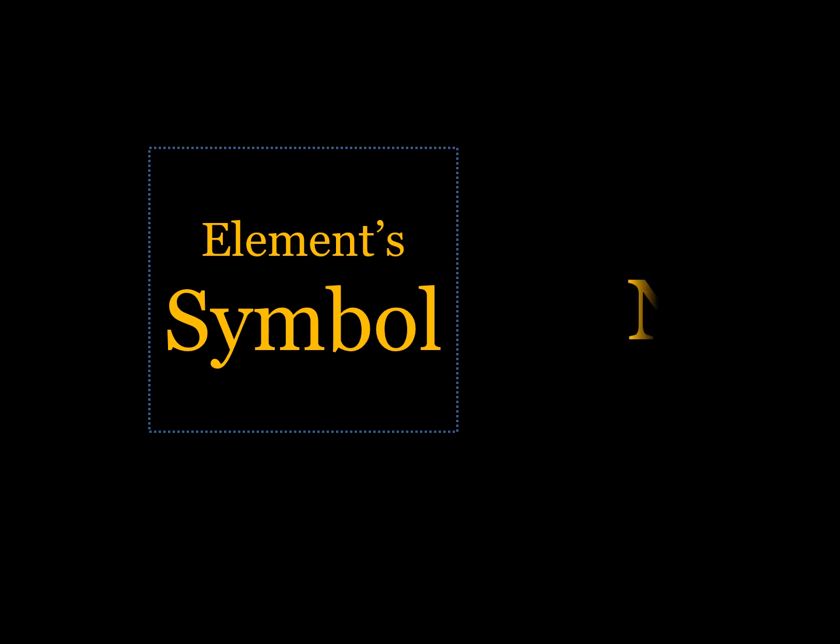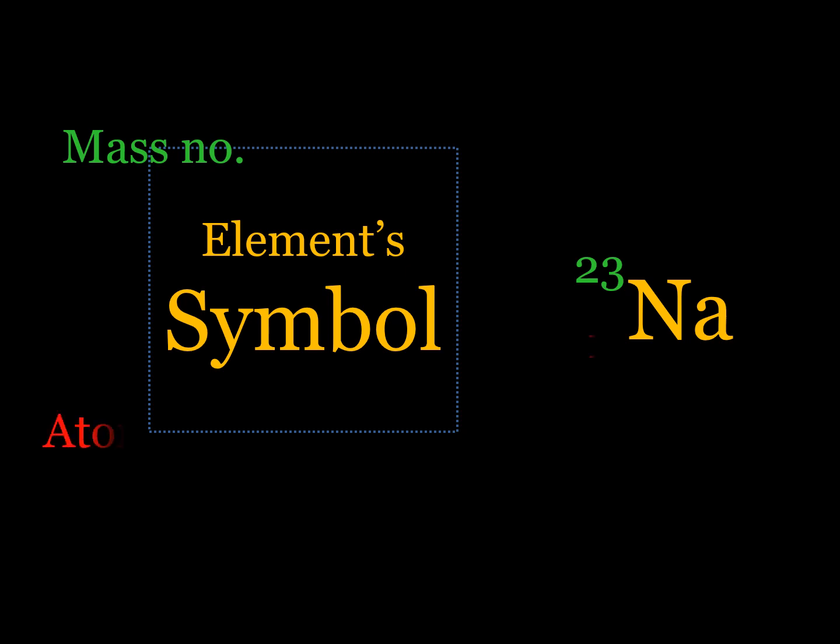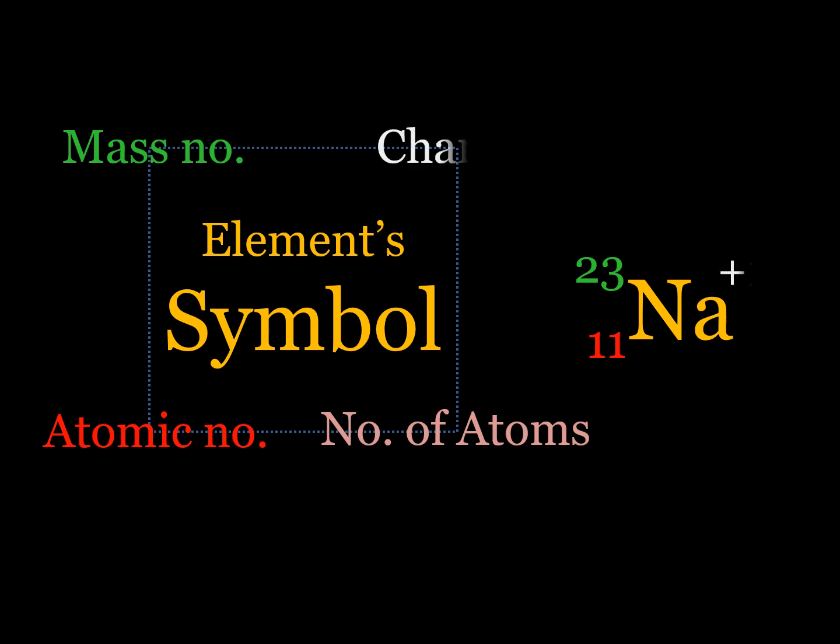Sodium's symbol is Na. On the top left corner of the symbol, the mass number or atomic mass is written. Mass number is the sum of the number of neutrons and protons present in an atom. At the left bottom side, the atomic number or the number of protons is written. At the right bottom side, the number of atoms is written. If there is only one atom, usually nothing is written, because one is already represented by the symbol. At the top right corner, the charge on the atom is written, which depends on the gain or loss of electrons.